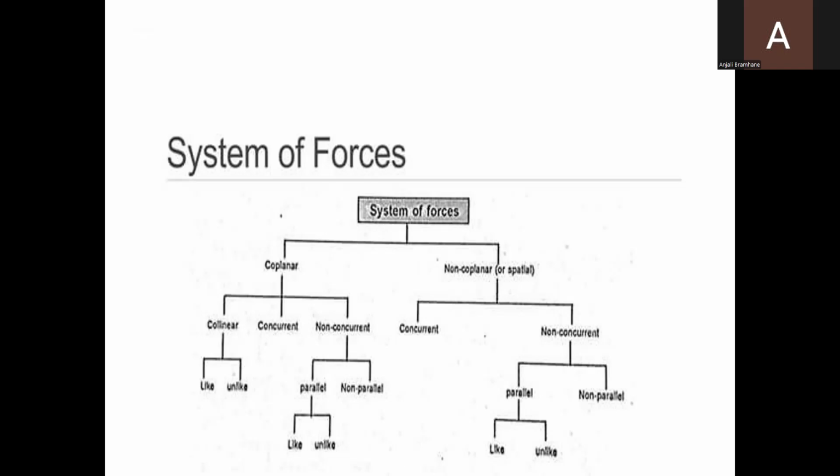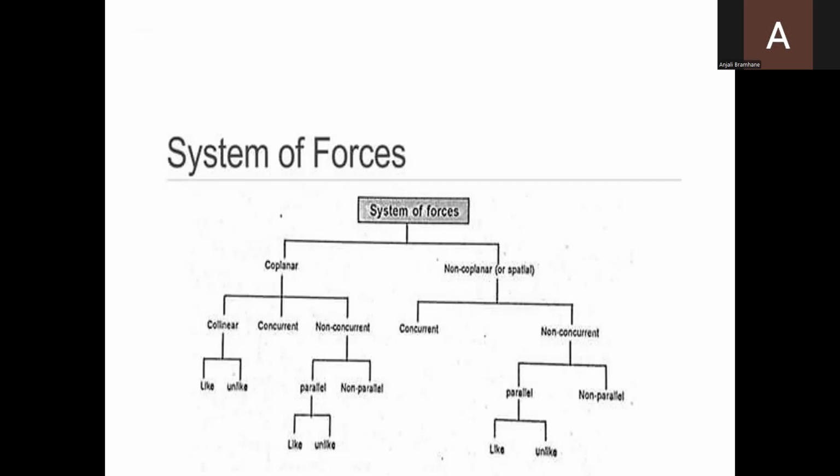Okay, so coplanar is divided into collinear, concurrent and non-concurrent force systems, and non-coplanar is again divided into concurrent and non-concurrent force systems. Collinear is like or unlike, and non-concurrent is parallel and non-parallel force system. Okay, so here we go to the non-coplanar force system, which is divided into parallel and non-parallel.